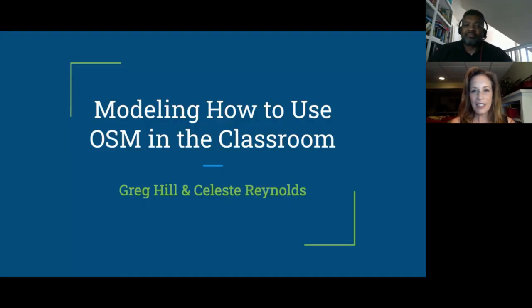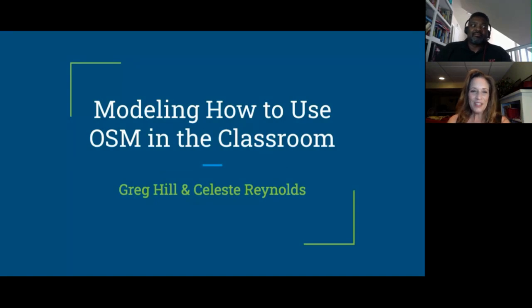And my name is Celeste Reynolds, and I teach at Mashpee High School, where I teach AP Human Geography, current events, women's studies, and we'll be teaching U.S. history for the first time next year. And I've been using OpenStreetMap for the past 5 years in my classroom.